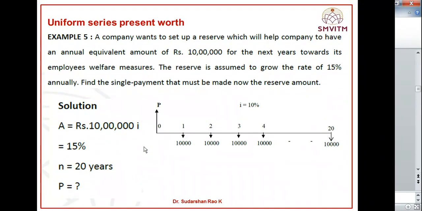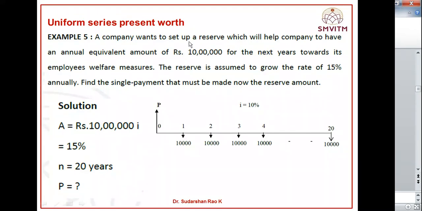Next is the third factor, uniform series present worth. In the uniform series present worth, A is given. For the given A, you can calculate the present worth, the P value.